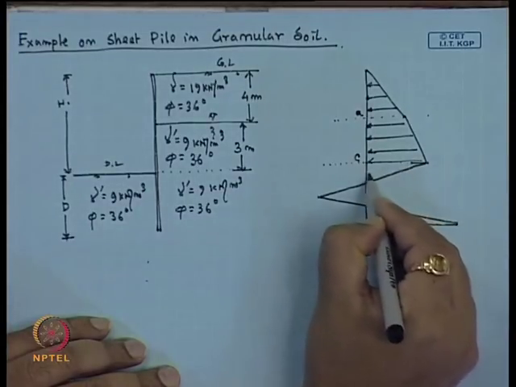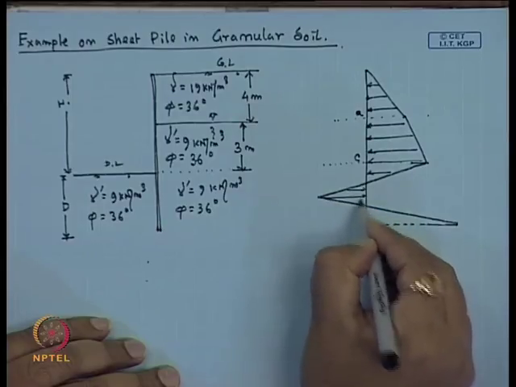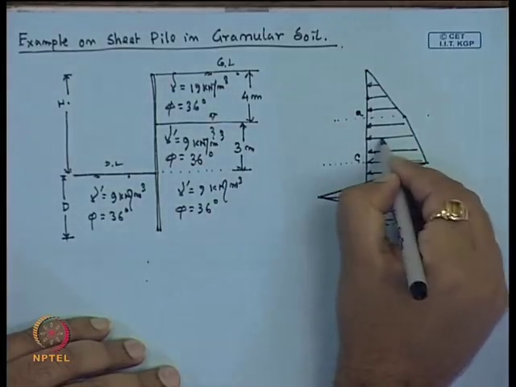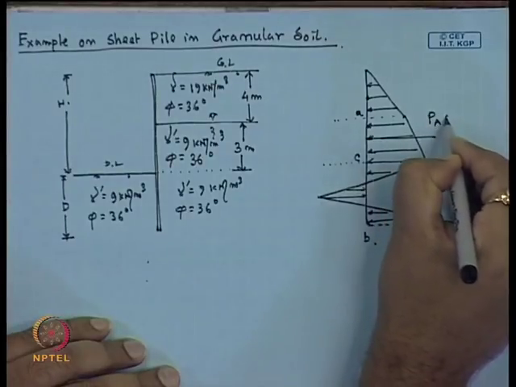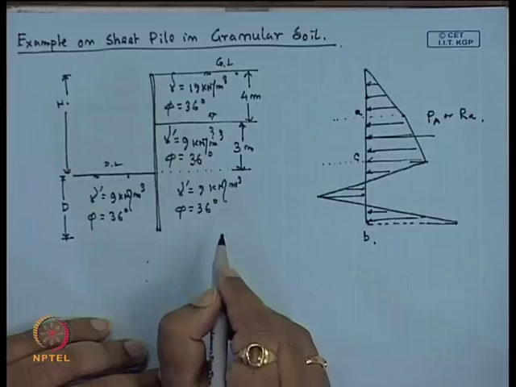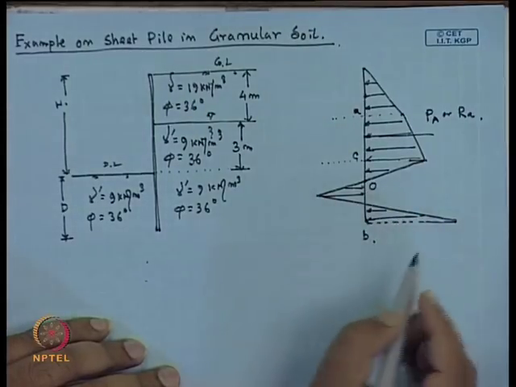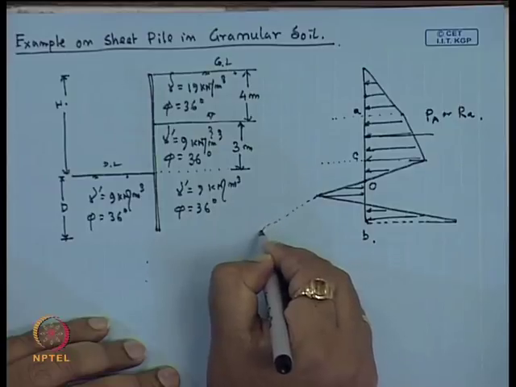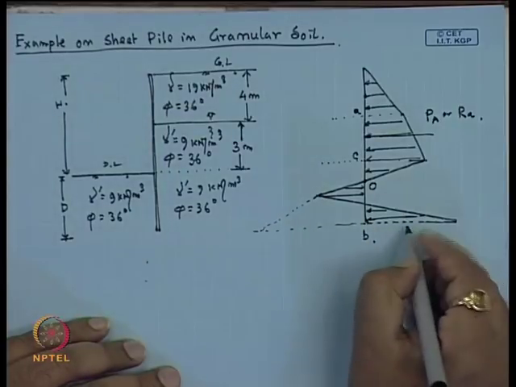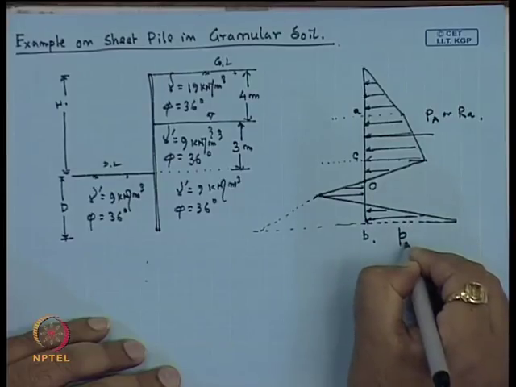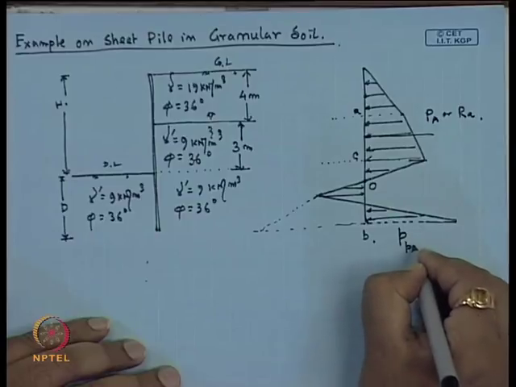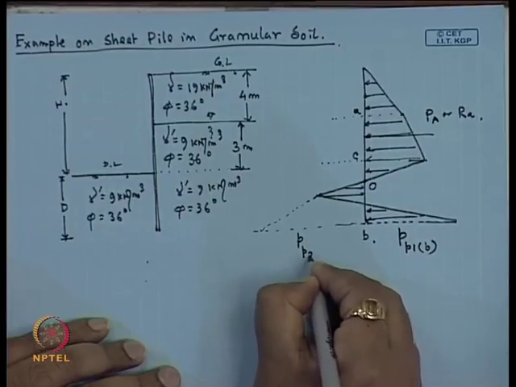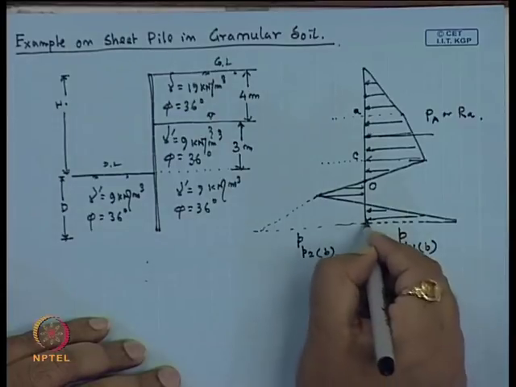Here the force will act in this direction, but here the force will act in the opposite direction, and here also it will act in this direction. The resultant force that will act here is P A or R A. Now, this is point O, say, and if I extend this triangular part, here this one is passive pressure 1 at point B. This is also passive pressure 2 at point B.